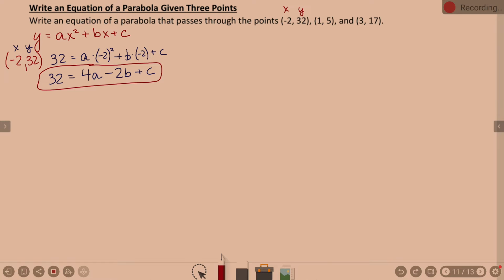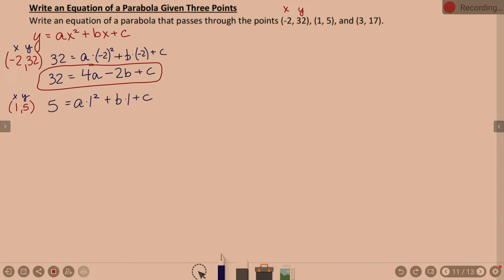Let's do the same thing with the ordered pair 1, 5. If we're using 1 and 5, these are x and y, right? So y equals means I'm going to start with 5 equals ax squared, a times 1 squared, plus bx, b times 1, plus c. I like this equation.